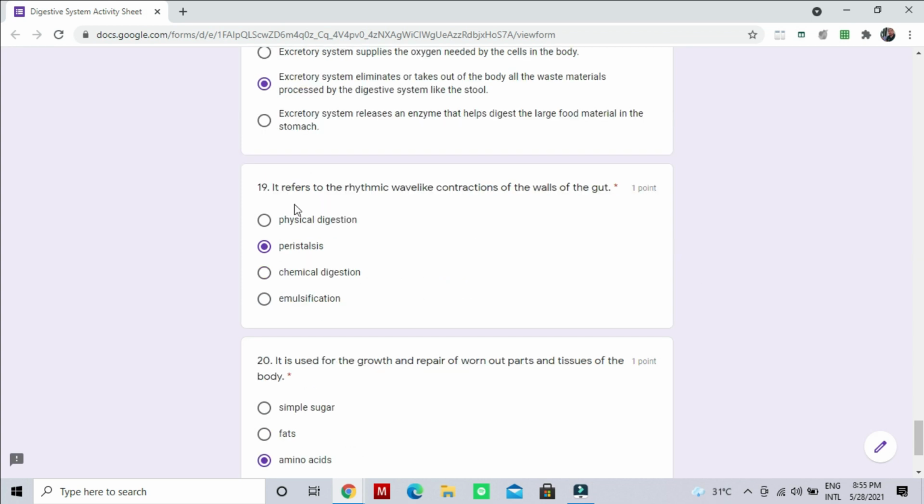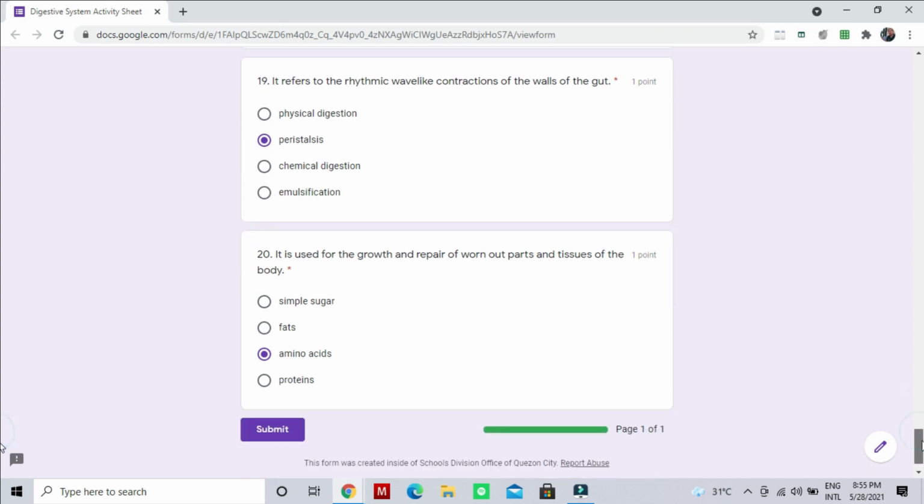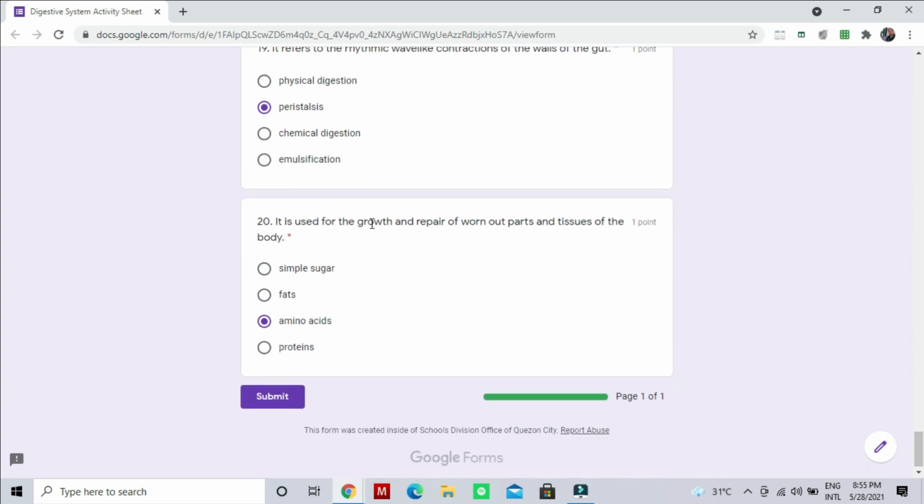Question number 19. It refers to the rhythmic wave-like contractions of the walls of the gut. The correct answer is peristalsis. Question number 20. It is used for the growth and repair of worn-out parts and tissues of the body. The correct answer is amino acids.